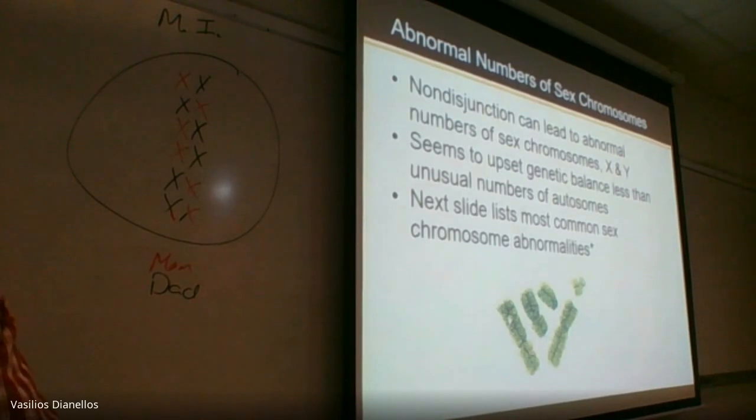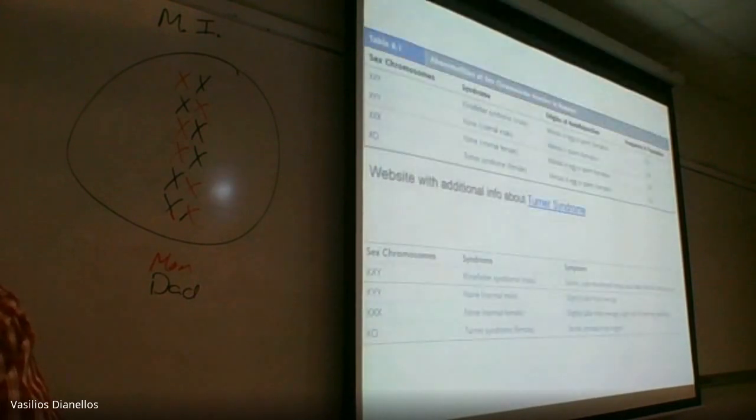Just know that non-disjunction can also happen in sex chromosomes. Your book gives a whole chart here. So this is what happens when you have an extra X chromosome, right? You're still a male because you have a Y chromosome, but you have that extra female chromosome. And it gives you the frequency. So 1 in every 2,000 people have it. 1 in every 2,000 people have an extra Y chromosome.